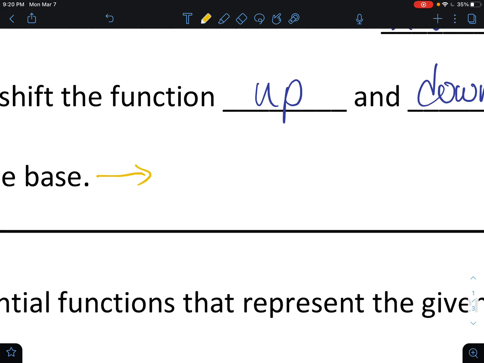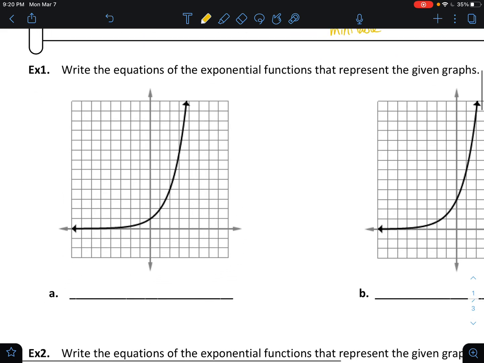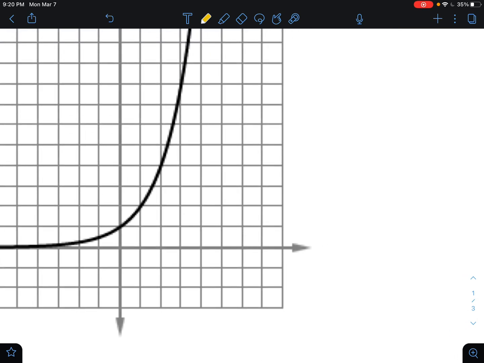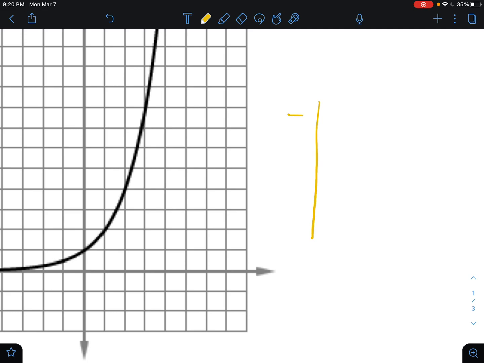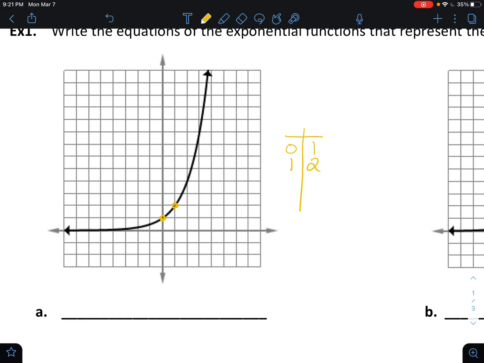So to find the base in the graph, you're going to make a mini table, and you're going to be looking for the pattern. Alright, so looking at number 1, it says write the equations of the exponential functions that represent the given graphs. So we're going to start by making a little mini table, and we're just going to identify points. Remember, the points need to be right next to each other, and you have to go from smallest to largest. So if we start with our y-intercept here at 0, 1, we have to pick the very next point to the right. So the very next point is right here at 1, 2. So that's our little mini table.